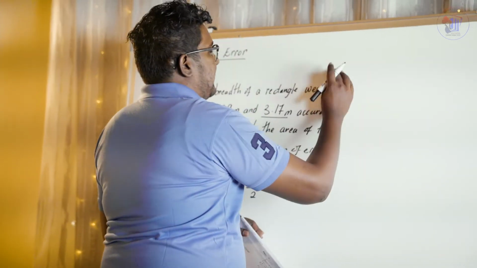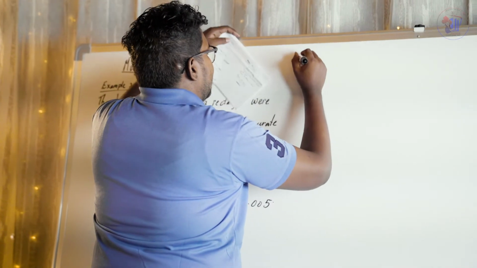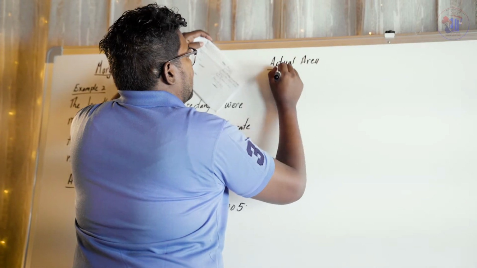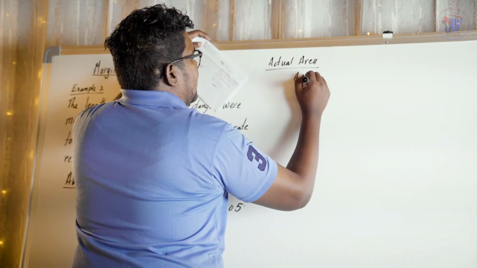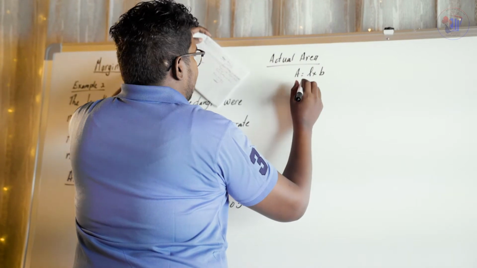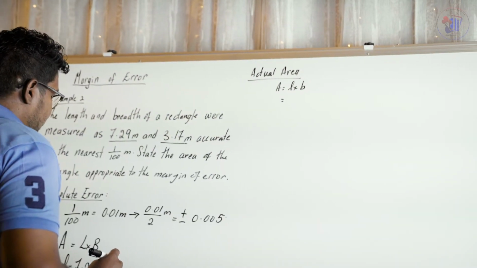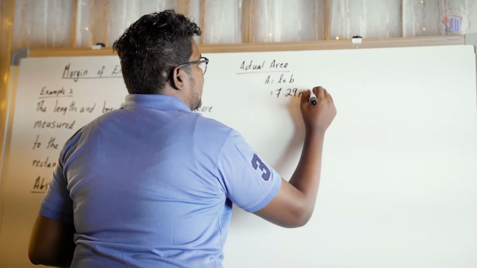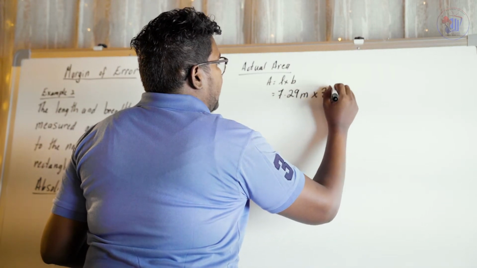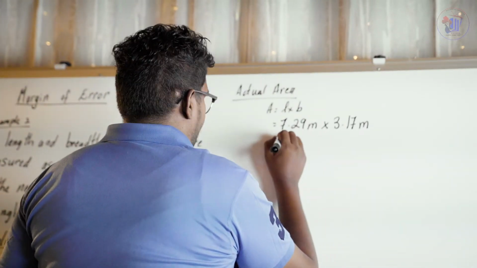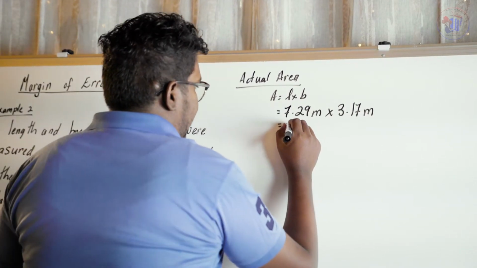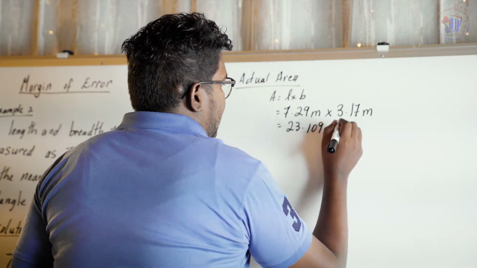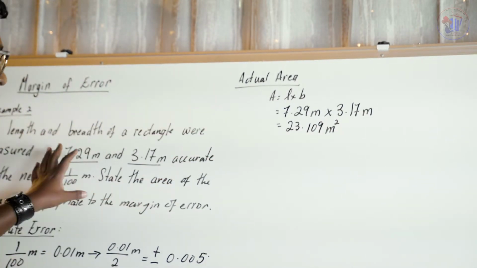So the first thing we're going to do is to find the actual area of the shape. So the actual area, and that's going to be A is equal to length times breadth, and that's going to be 7.29 meters times 3.17 meters. So 7.29 meters times 3.17 meters. And that's going to give me 23.109 meters square. So this is the actual area of this shape.